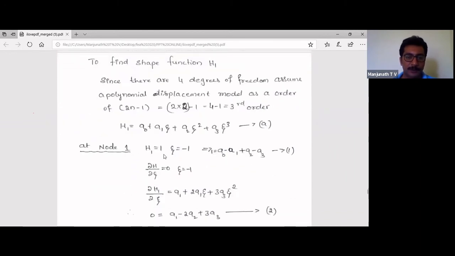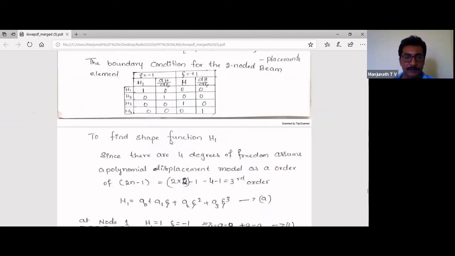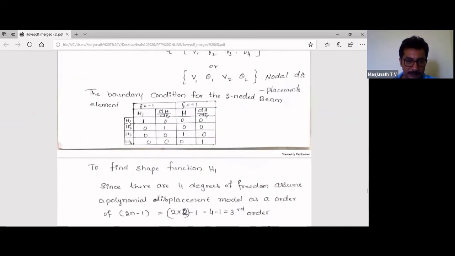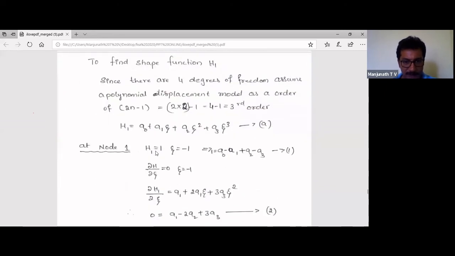At node number 1, consider the h1 and zeta values. At node number 1, zeta is equal to minus 1, and at node number 2, zeta is equal to plus 1. At node number 1, the h1 value is 1 and the zeta value is minus 1, from this table. If you substitute these values here, you will get equation number 1.